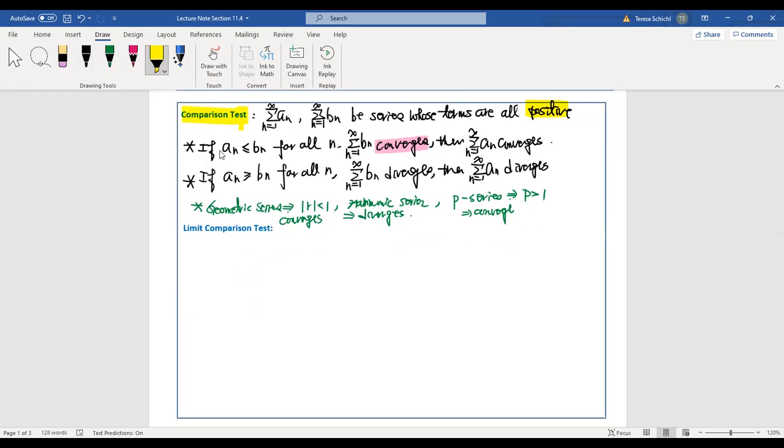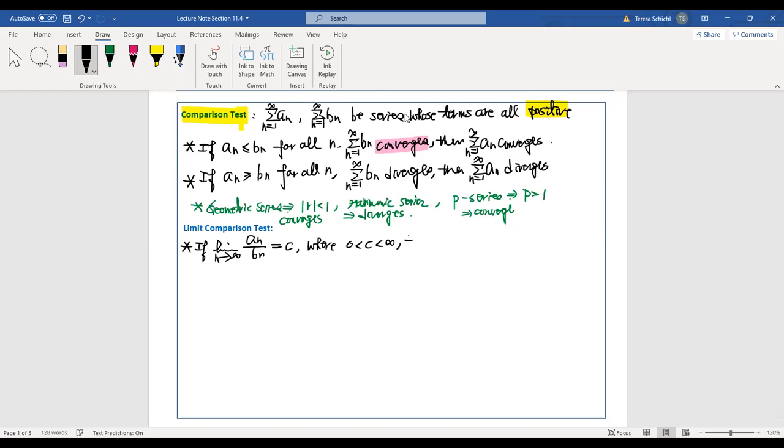You just compare to a known series, to know if it is divergent or convergent. Then the limit one here, so what does that mean? If I have two series, and I take the limit as n approaches infinity of an over bn, and this limit converges to a fixed number c, where, be careful, c is greater than 0 and less than infinity, that means it's a non-zero constant.